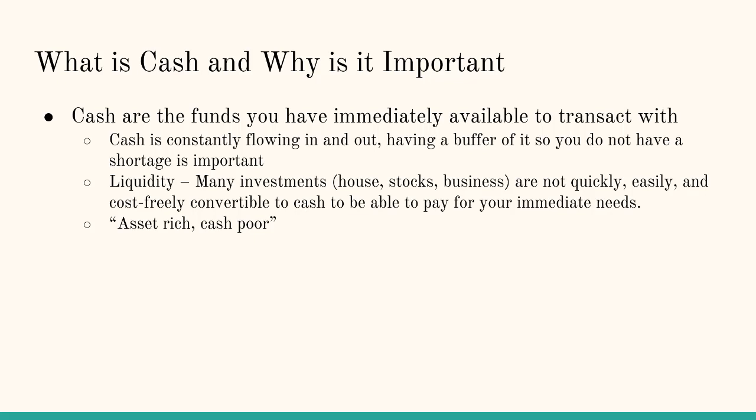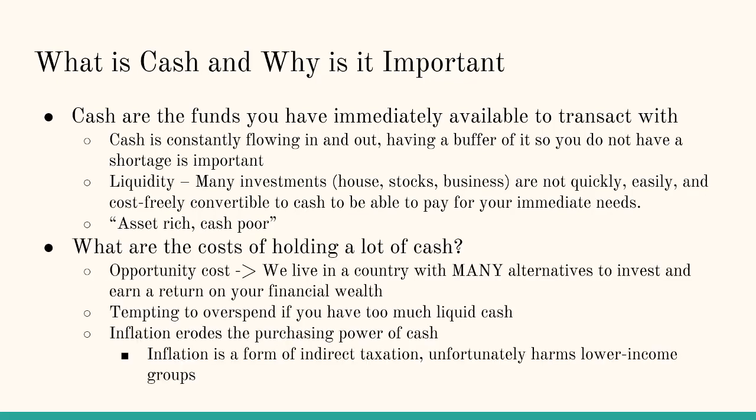So though he had this very valuable house, he also had a business. He was still short of the cash that he needed to pay for this expense that was immediately coming up. So he was forced to borrow at a really high interest rate because he was asset rich but cash poor.